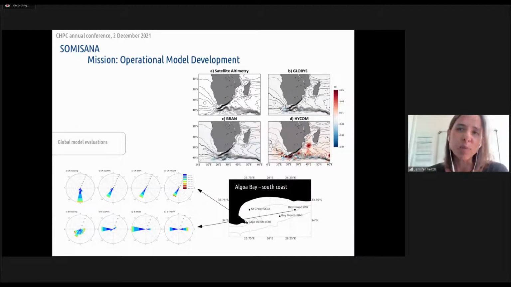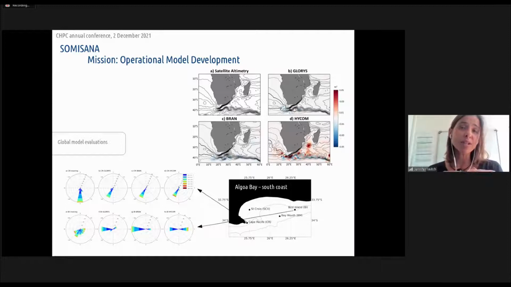Our evaluation of global products shows that they actually perform really well on shelf scale. So what we're looking at here, in the top right figure, are lines of constant sea surface height. They give us an idea of what the surface ocean currents are doing. So where these lines are close together, the current is fast, and where they're further apart, the current is weaker. So you can see that Glorice, HighCom, and Brand, the 3 global models that we're evaluating, all capture the Agulhas current relatively well. They all reproduce the retroflexion and the meandering return currents with a fairly good degree of accuracy.